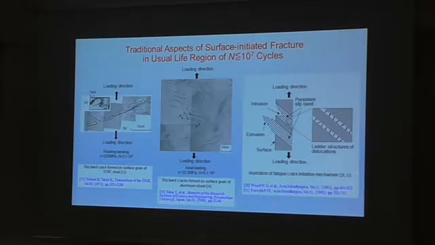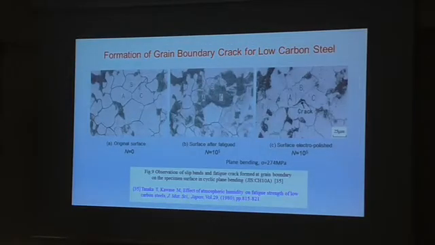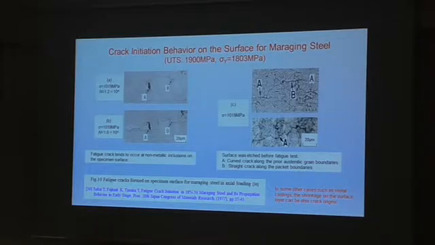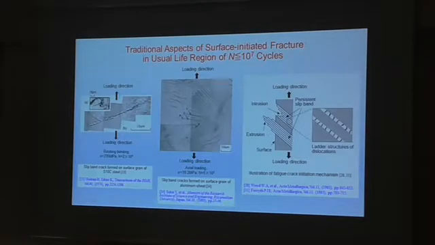Let me show you the traditional aspects of surface-initiated fracture in the usual life region, less than 10 to the 7 cycles. This one indicates the slip band crack observed on the surface grain of the low carbon steel in rotating bending. You can find a very clear slip band crack penetrating the entire grain size.